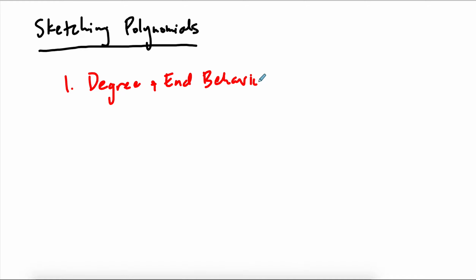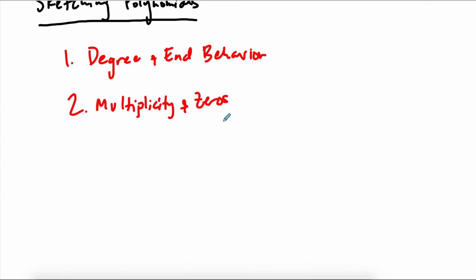And the second is multiplicity and zeros. So let me go ahead and explain these. The first is degree and end behavior.